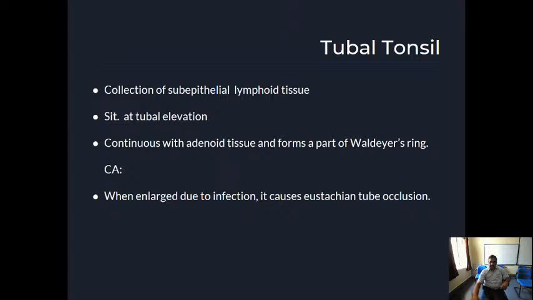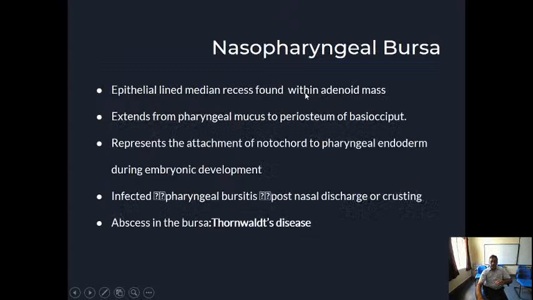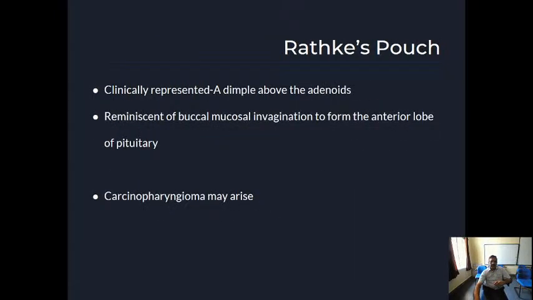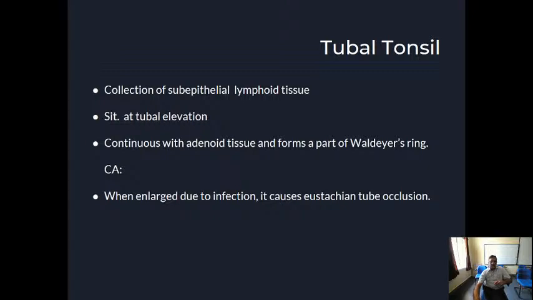Then, coming from the roof of the nasopharynx, the tubal tonsils. These are collections of subepithelial lymphoid tissue in relation to the eustachian tube opening. This is the eustachian tube opening, and this is the torus tubaris. Okay, and these are situated posterior to the eustachian tubal orifice. This is called the tubal tonsil.